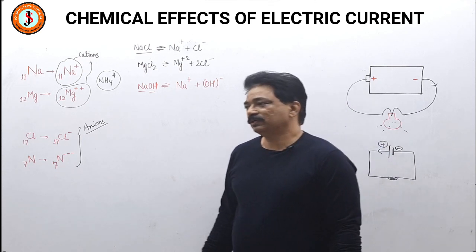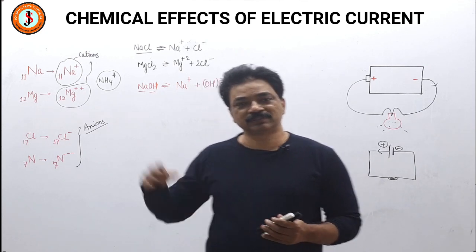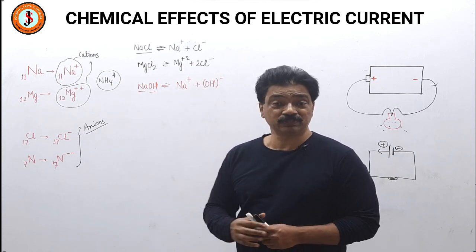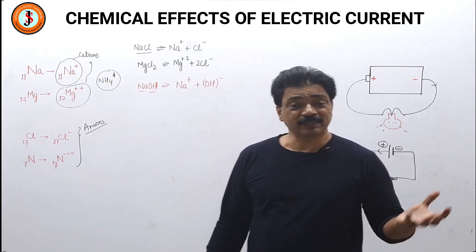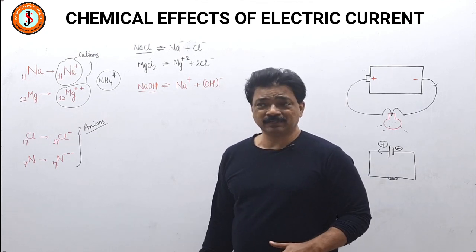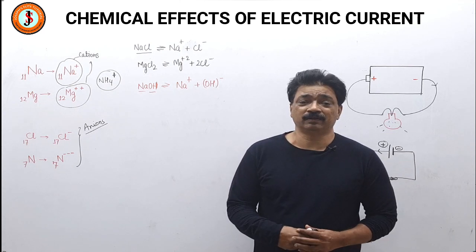First of the things you should understand, the word electrolyte. Electrolyte means such compounds which are polar in nature, which can dissociate into positive and negative ions. Electrolytes can conduct electricity. Electrolytes dissociate into ions. Those are the things we have to understand.